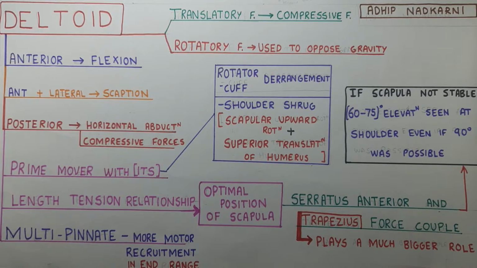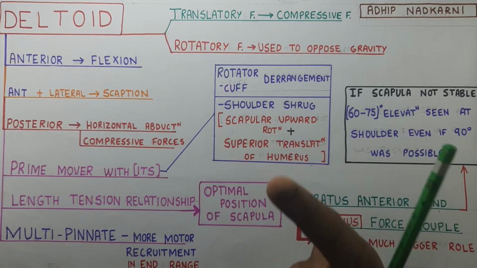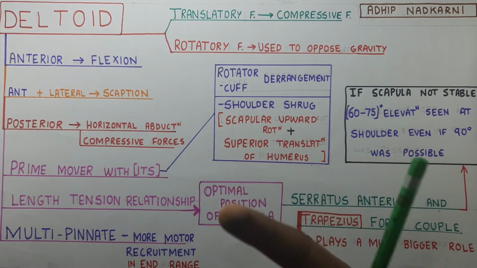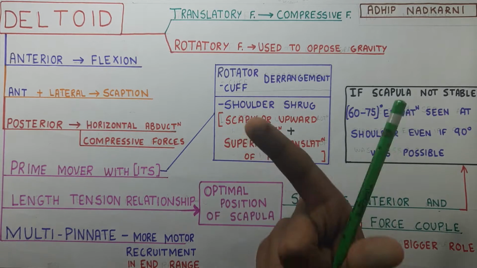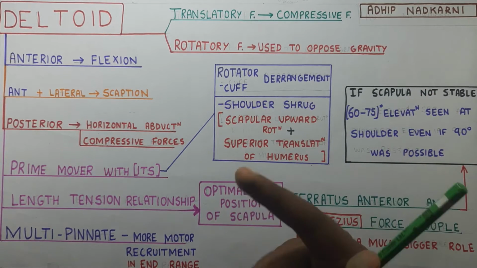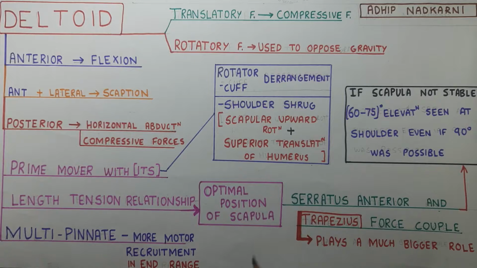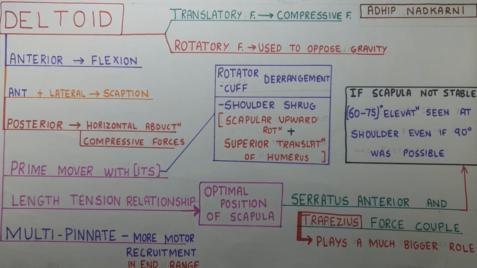So that's how deltoid functions. With more motor recruitment, it is able to compensate for its lack of momentum, its lack of mechanical advantage, and also if there is not much optimum length tension relationship, all these are compensated by your multipinnate fibers, right? So this is something to keep in mind.